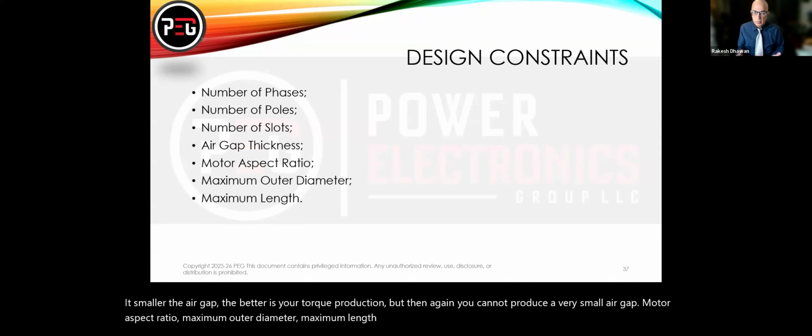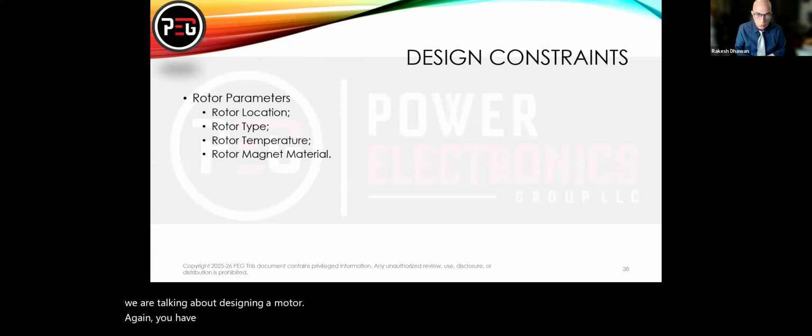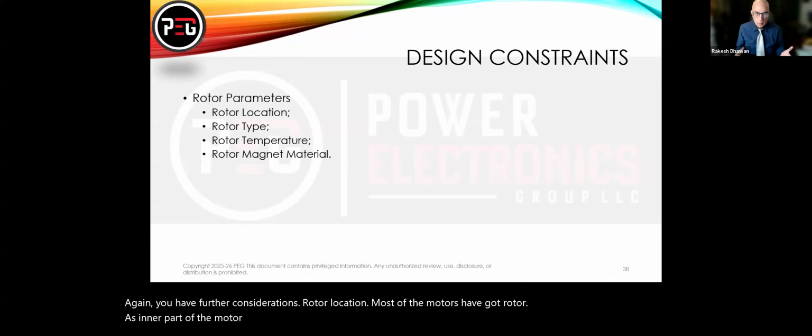So these are some of the constraints we have to wrestle with when we are talking about designing a motor. Again, you have further considerations: rotor location. Most of the motors have the rotor as the inner part of the motor, inner rotor location. Rotor type: what kind of rotor are we looking at? We'll talk about rotor architectures in the upcoming slides.